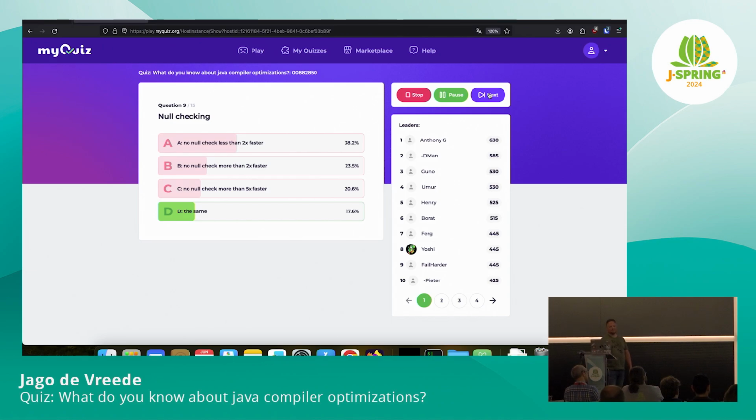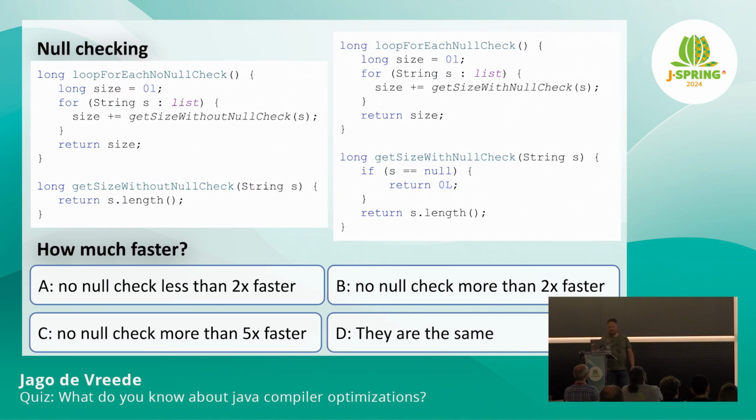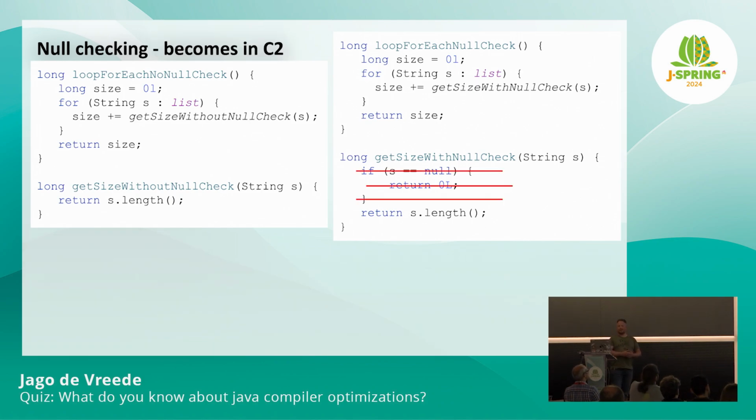They are the same. It's always the same. So what's actually happening under the hood is that the compiler will see, hey, this method, you never give it a null string, so it actually will remove that null check for you.